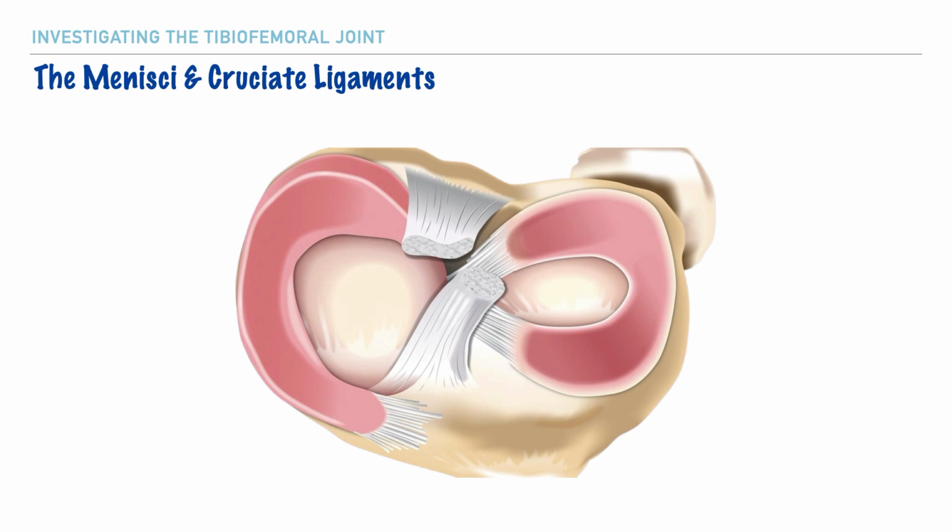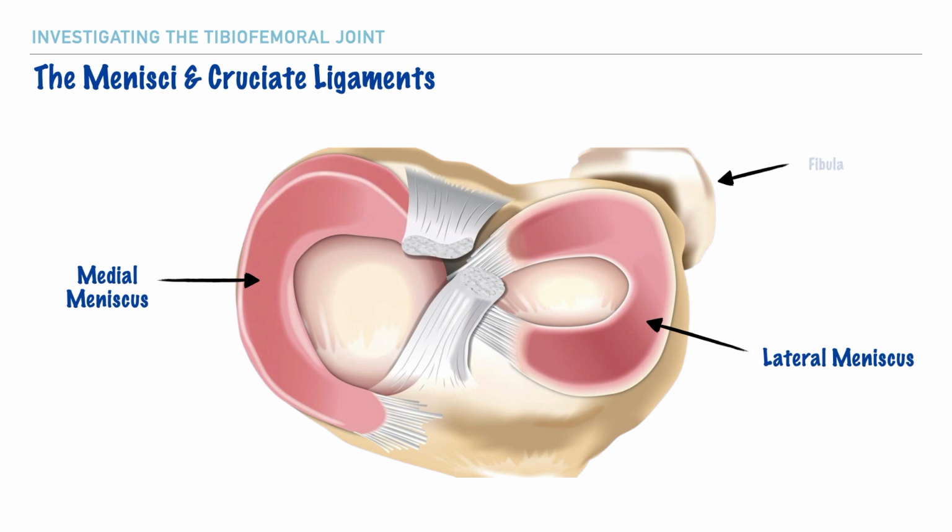Now let's take a closer look at the menisci and the cruciate ligaments. First, we have the medial meniscus, followed by the lateral meniscus. We can denote the difference between these first because the medial meniscus is a larger open C-shaped structure, whereas the lateral meniscus is a more closed C-shaped structure. In addition, if we note the presence of the fibula here, it helps to indicate which side is the lateral aspect.